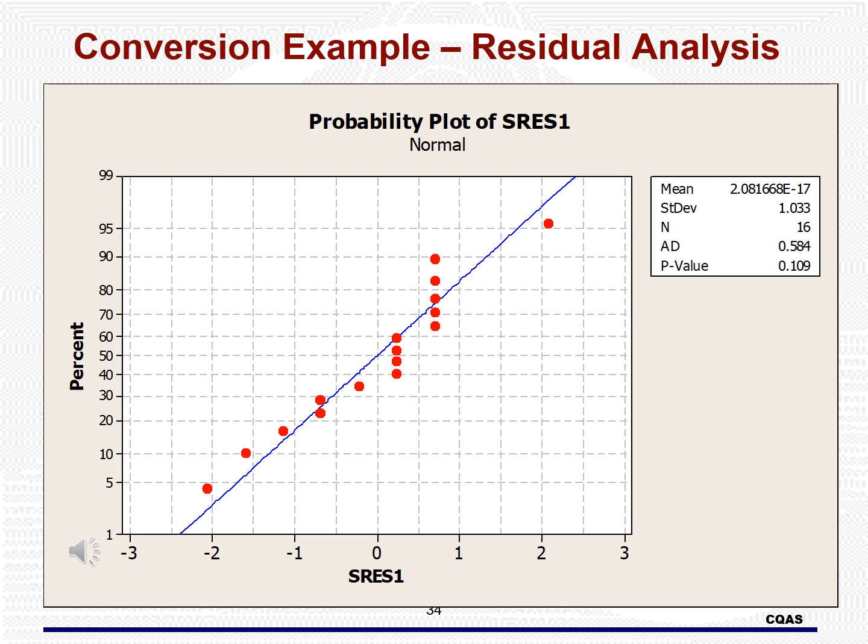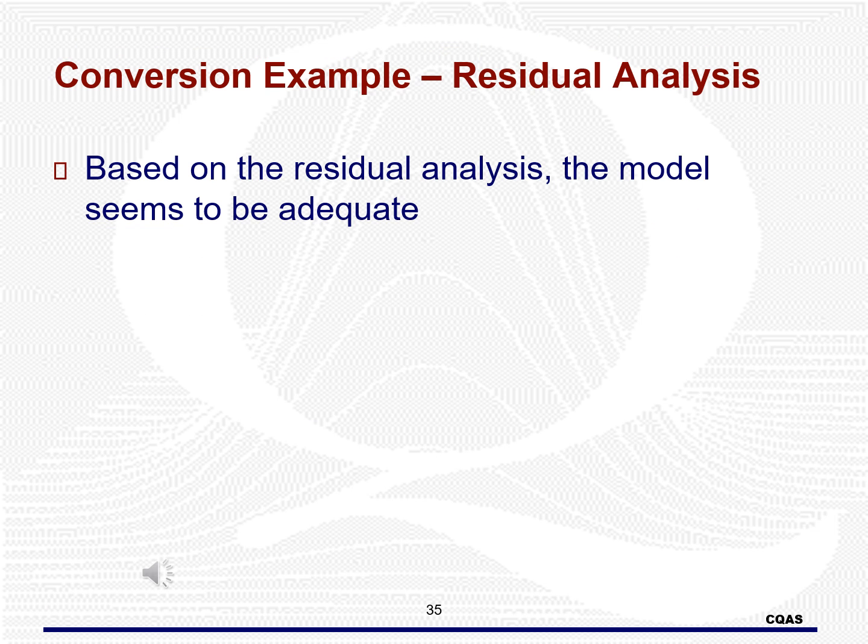This is a normal probability plot of the residuals. The hypothesis that is being tested is that the distribution of the residuals is normal. Based on the p-value, we would fail to reject the hypothesis that the standardized residuals come from a normal distribution. In this case, the model seems to be adequate.